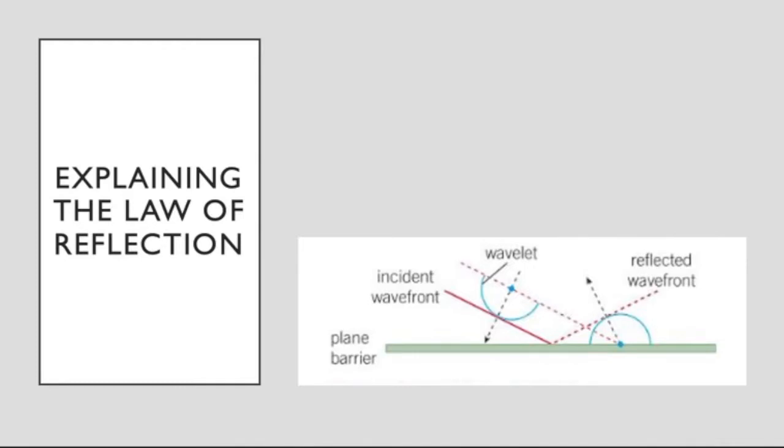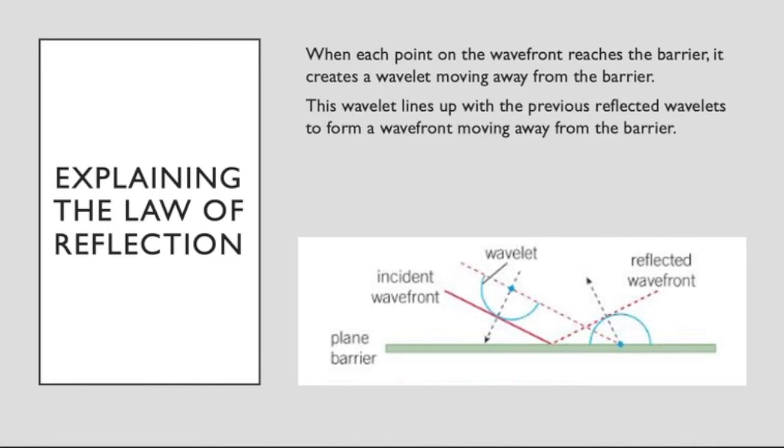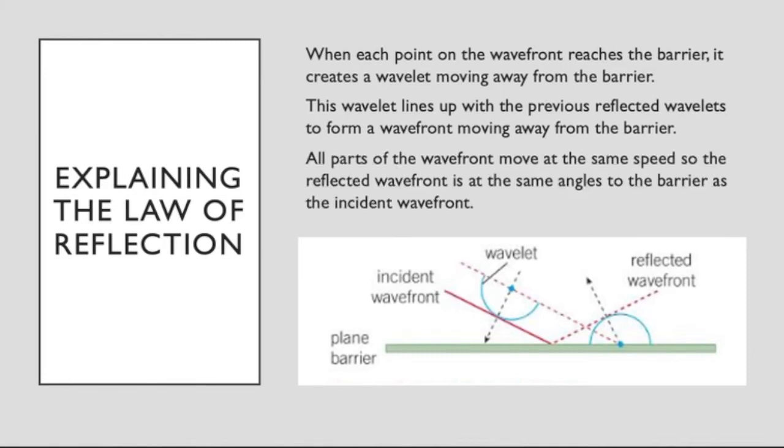So let's explain the law of reflection then. When each point in the wavefront reaches the barrier, it creates a wavelet moving away from the barrier. This wavelet lines up with the previous reflected wavelets to form a wavefront moving away from the barrier. All parts of the wavefront move at the same speed, so the reflected wavefront is at the same angles to the barrier as the incident wavefront.